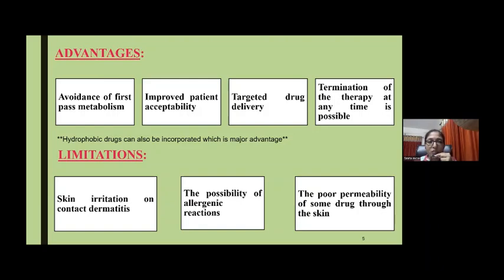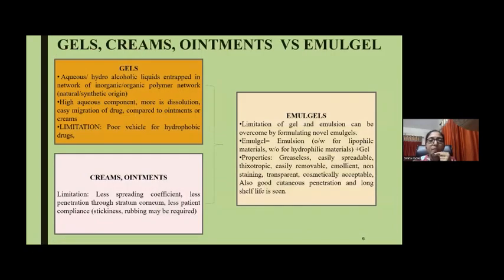A major advantage of these emulgels is that hydrophobic drugs can be incorporated. Whatever limitations are associated with topical dosage forms like the emulsions, gels and other formulations are avoided by the preparation of the emulgel. So let us see the comparative account of gels, creams, ointments, and how emulgels overcome the limitations of emulsions.